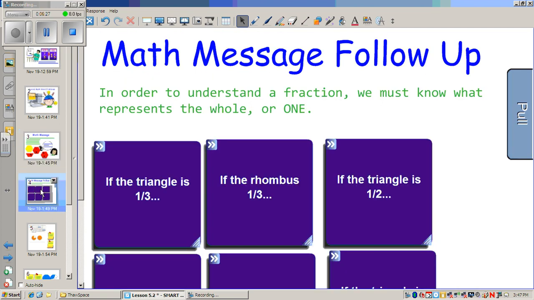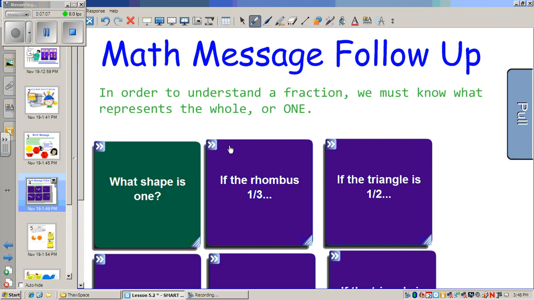This is math message follow-up. In order to understand a fraction, we must know what represents the whole or the one. If a triangle is 1/3, what shape is 1? Okay, so think about that now. If the triangle is 1/3, what shape is 1? Meaning, if a triangle fits in a third, we can mark it in there. And I want you to write down, if you put a triangle in and it's 1/3, what is the whole? Do 4 triangles fit in a square, trapezoid, rhombus?